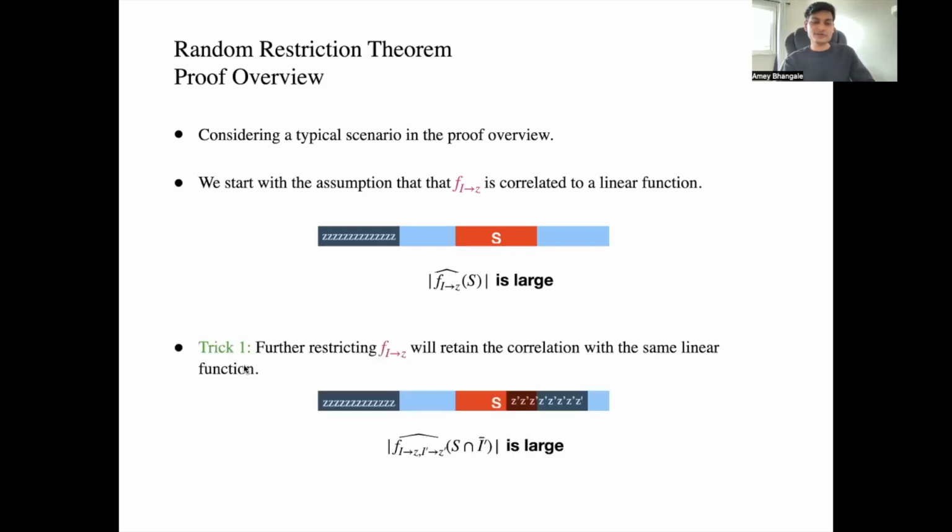So the first trick that we apply is that if you have a linear function and you restrict a few other coordinates of that linear function, then the restricted function is correlated to the same linear function, or the same unrestricted part of the linear function. In other words, if you sample some other subset I prime and restrict that to Z prime, then the same Fourier coefficient, which is S intersection I prime complement, is large in the newly restricted function.